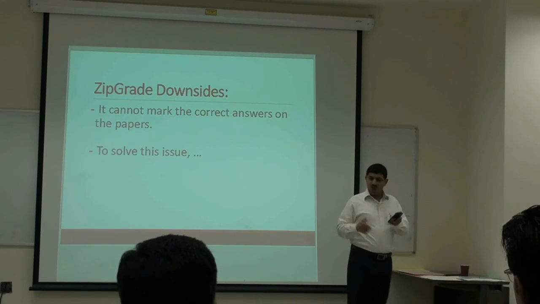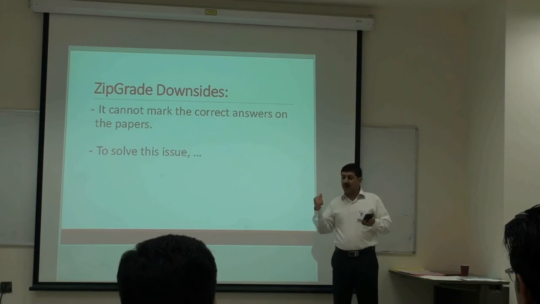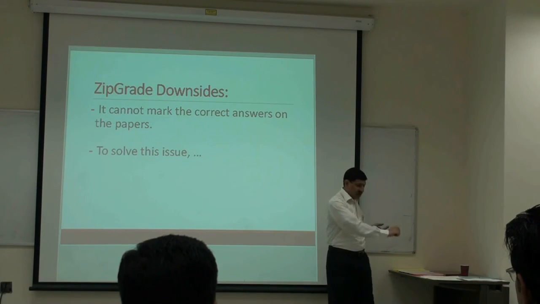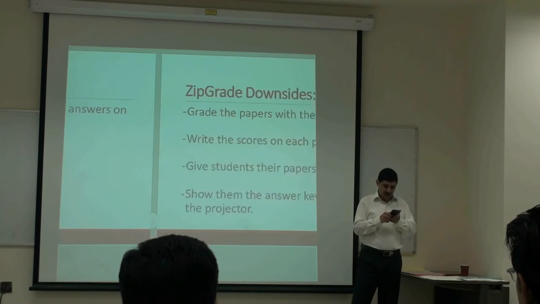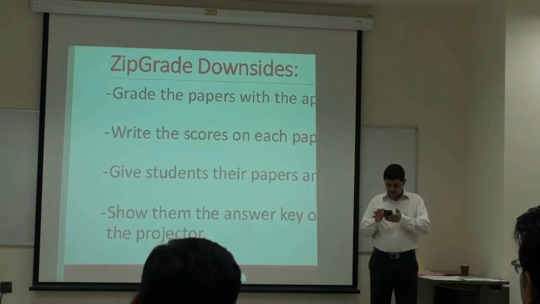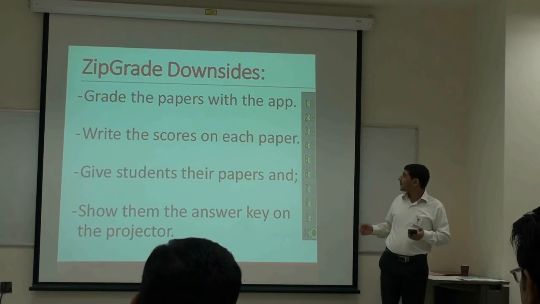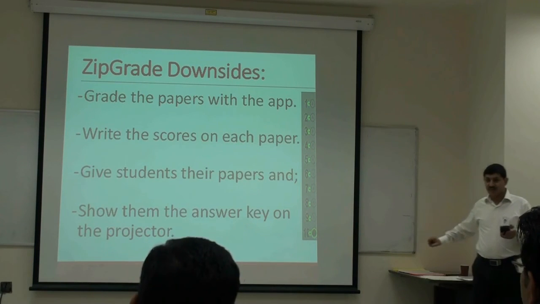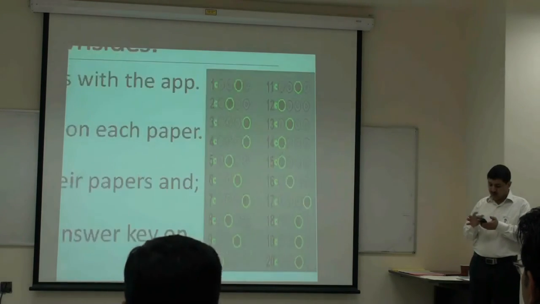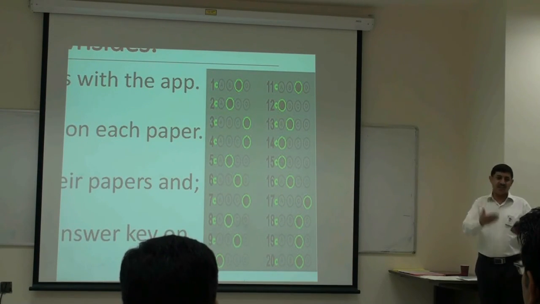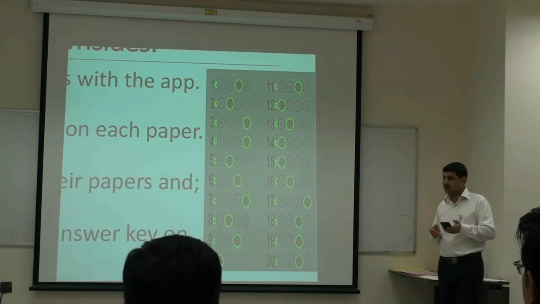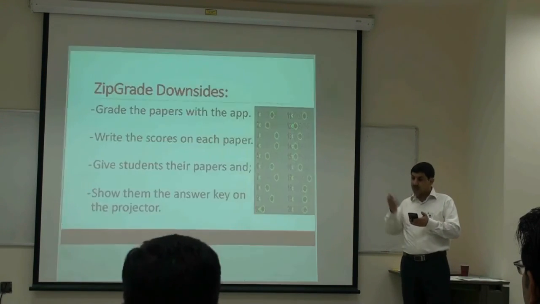So what I usually do is go through the papers, see each student, and just write the score on the paper and hand it to the student. I grade the papers, write the scores on the papers, give the students their papers, and show the answer key on the projector. I just tell the students, these are the correct answers, so check which ones you got right and which ones you got wrong. This is what I do, but you can also export them to PDFs.